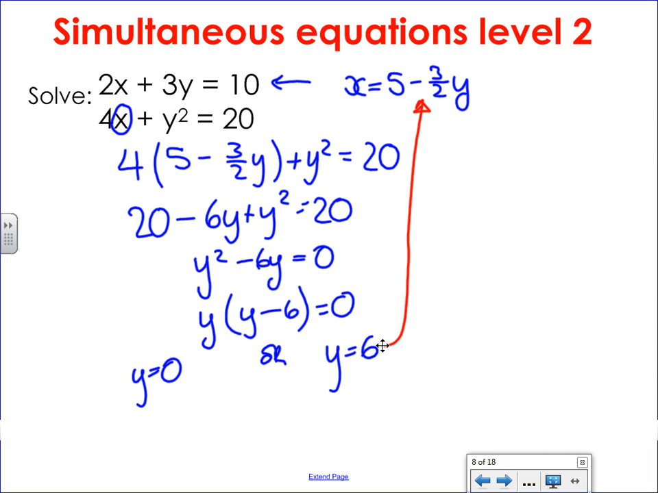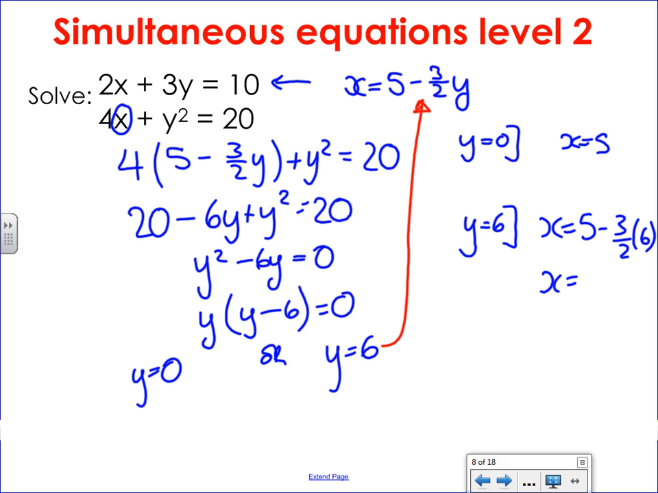So when y is 0, x is 5. And when y is 6, x equals minus 4.